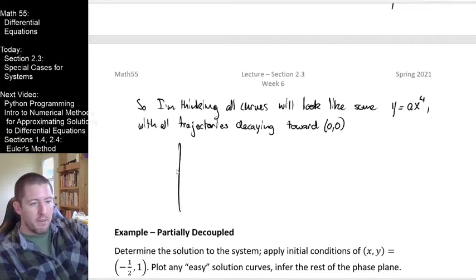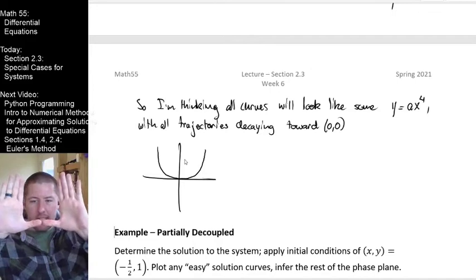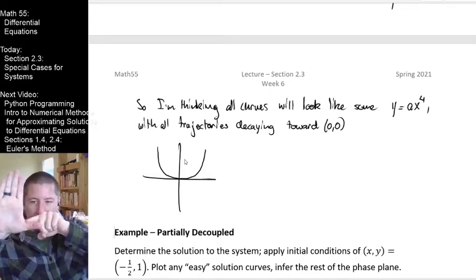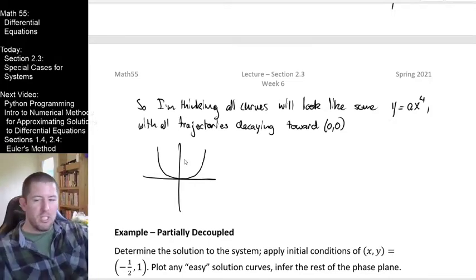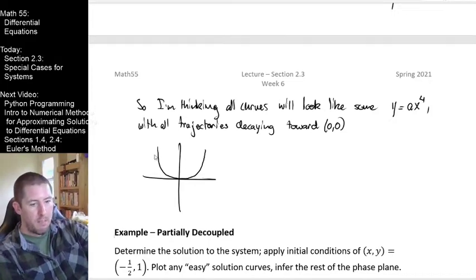So I am picturing for myself that I should be getting some x to the fourth looking curves. Notice that x to the fourth doesn't quite look like a parabola. It's a little bit boxier down there at the bottom. This is like x to the 40th right here. It's like boxy down there. It's not quite a parabola, but it's certainly similar to parabolic shapes. And so I'm anticipating that we should be seeing these solution curves decaying towards the equilibrium that we know is at the origin.